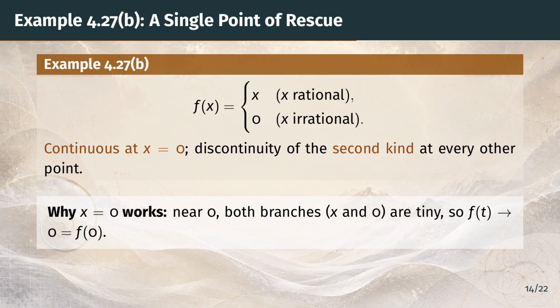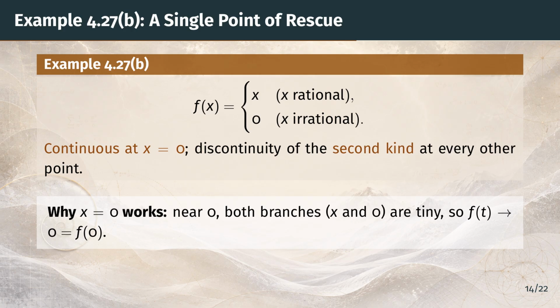The second example is a clever variation. Now f of x equals x when x is rational and 0 when x is irrational. Consider the point 0. As t approaches 0, the rational branch gives t, which goes to 0, and the irrational branch gives 0 outright. So both kinds of points produce values heading to 0, which is exactly f of 0.